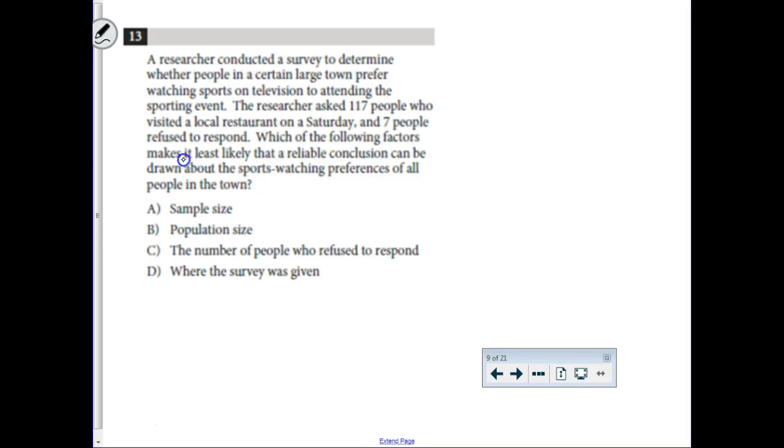Okay, so which of the following factors makes it least likely that a reliable conclusion can be drawn about the sports watching preferences? Is it sample size, population size, certain large town, the number of people who refused to respond, or where the survey was given? This is a really hard question. If my teacher gave me this question and I got it wrong, quote unquote, according to their key, I'd probably argue it.